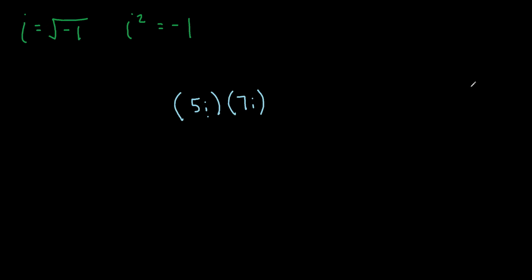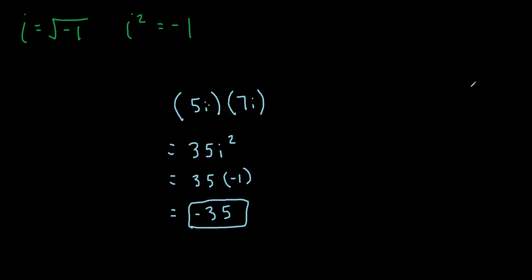So when we say 5i times 7i, that would just be equal to 5 times 7 is 35, and i times i is i squared. So remember, i squared we said is -1. So this is really just equal to 35 times -1. And that's just -35. So 5i times 7i is -35.